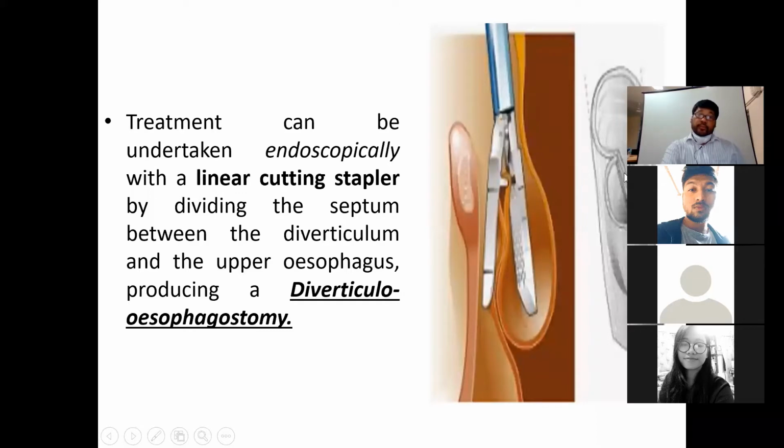So here in this picture, we can see there is division of the septum. This is the surgery which we can do endoscopically. So a track is created in between the sac and the esophagus.